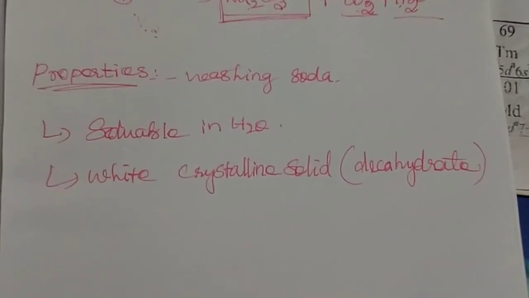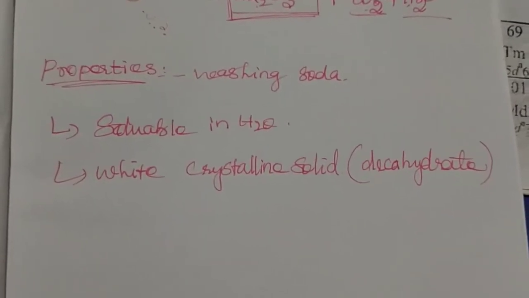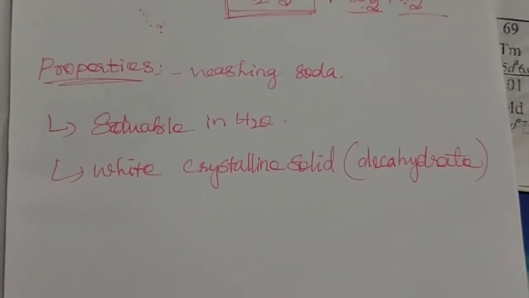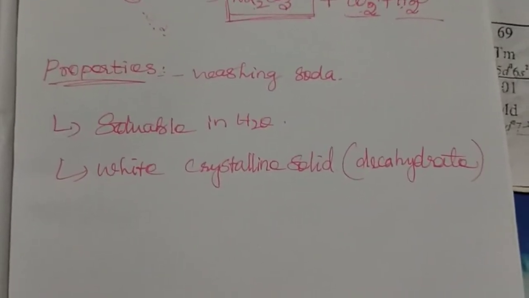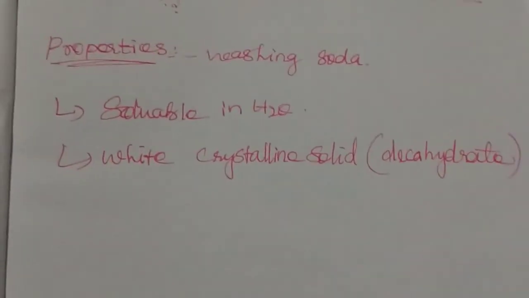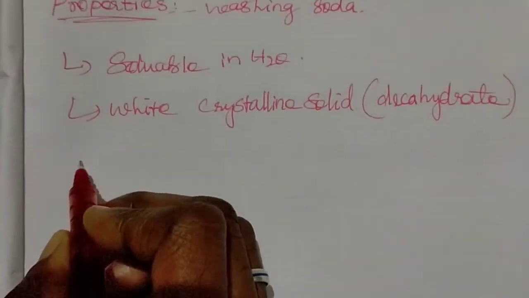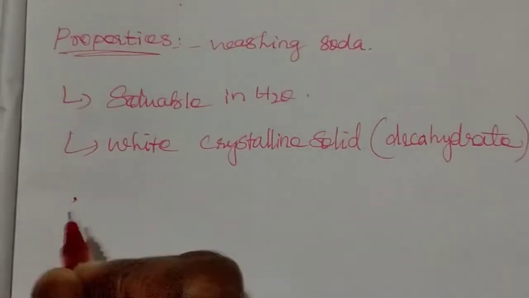Above the temperature 373 Kelvin, this monohydrate sodium carbonate changes into a white powder. That white powder is called soda ash. So the reaction involved in this process is as follows.